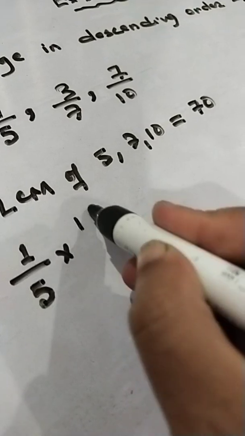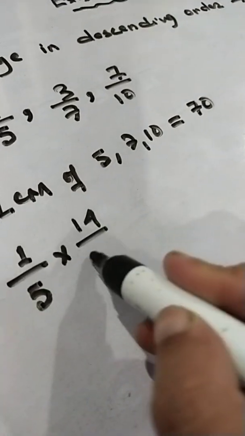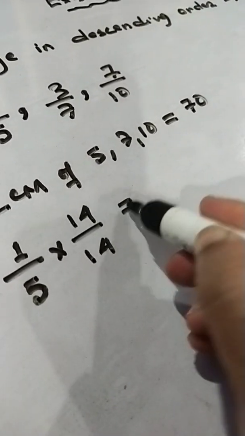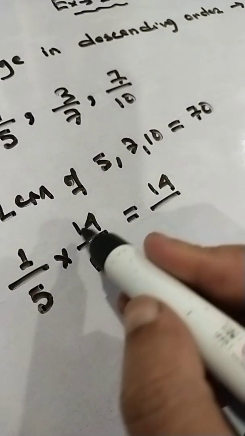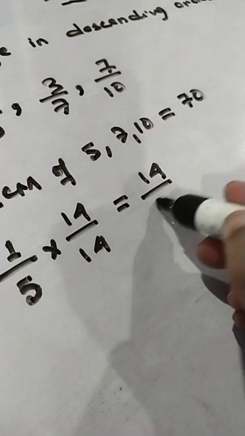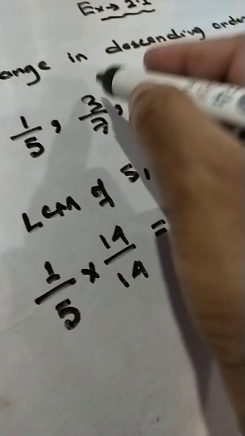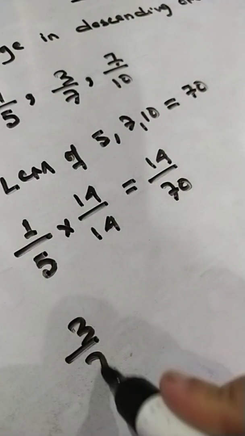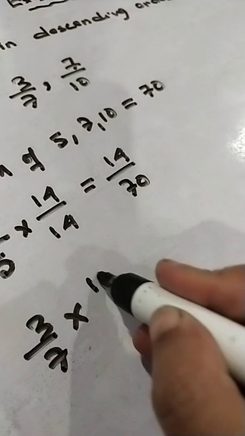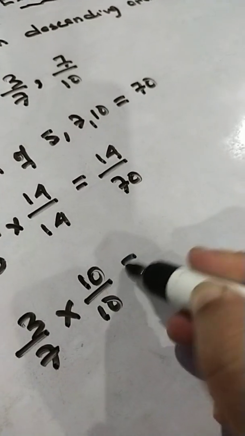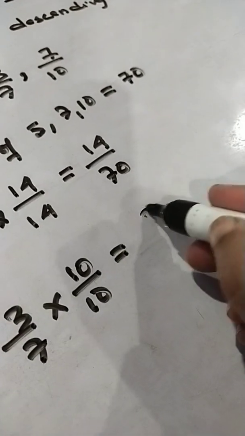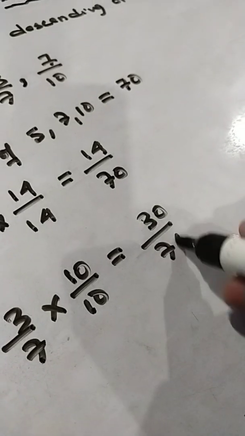So we have to multiply this 14 with the numerator as well as the denominator. So we'll get the required fraction as 14 ones are 14 and 5 14s are 70. Now we'll write the second fraction. Now if you divide this 70 by 7, you will get the answer as 10. So you will have to multiply 10 with the numerator as well as the denominator also. So you will get the answer as 30 by 70.